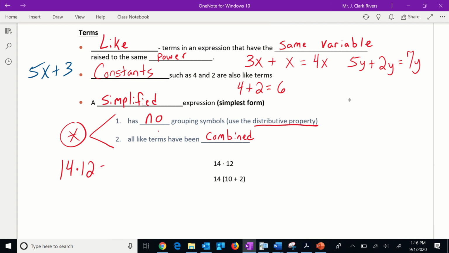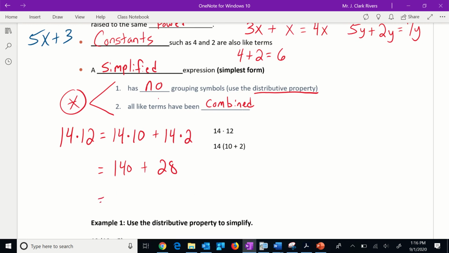14 times 12. I say, well, I don't know what 14 times 12 is, but I know 14 multiplied by 10, right? That's going to be 140. And then if I used up 10 of these 12, I've got to also do 14 times 2, which I know is 28. So again, 14 times 12, I think about it as 14 times 10 plus 14 times 2. That's the same thing as 14 times 12, so that's 168. Maybe you do that, maybe you don't. So 14 times 12 is 168.